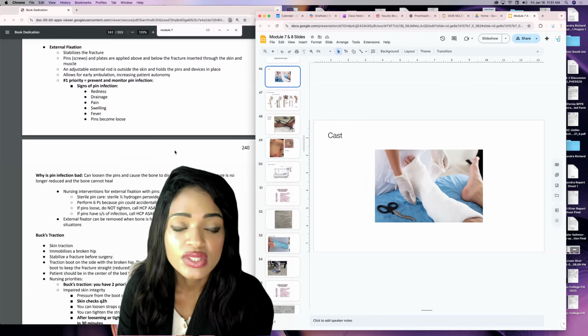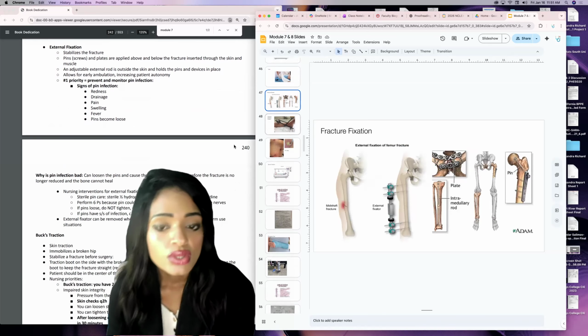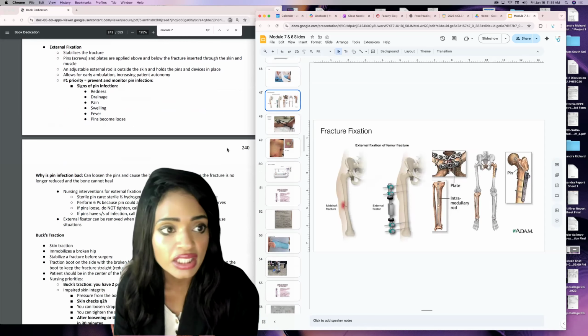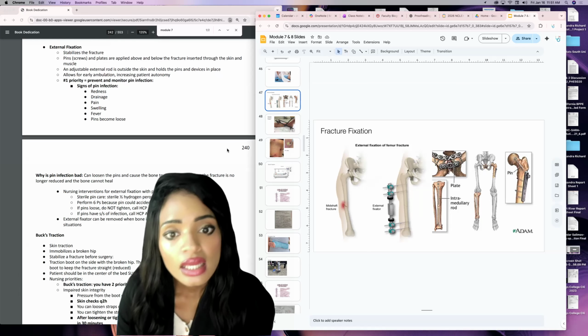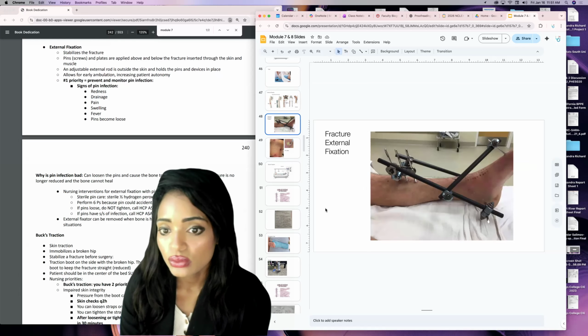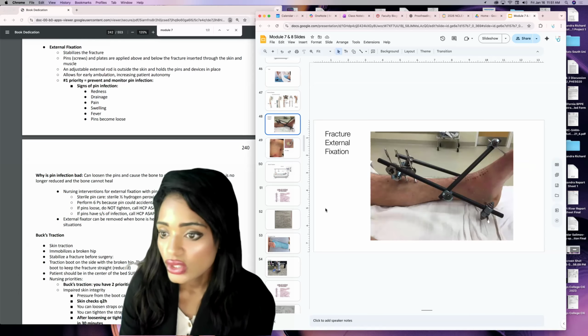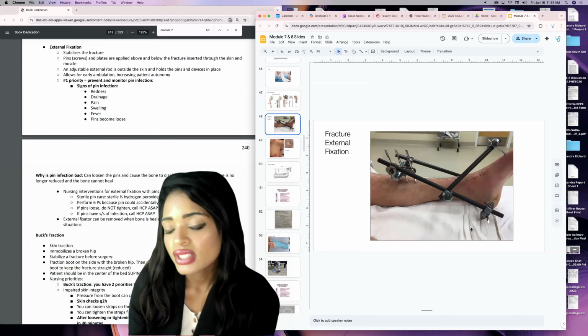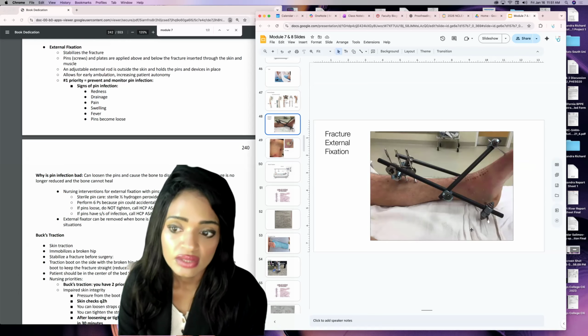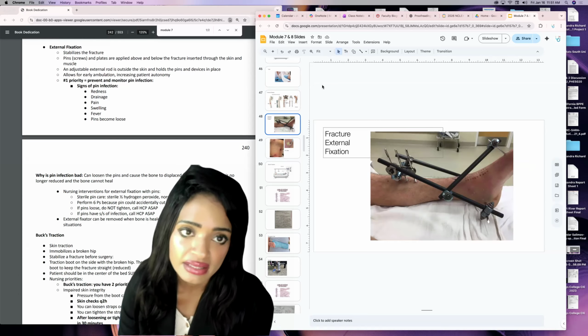So we're going to get into some priorities here. External fixation stabilizes the fracture. Here's an example of a fracture with external fixation. As you can see, what type of reduction did the patient have to have for all of this to be done? You kind of have the proof right in your face.